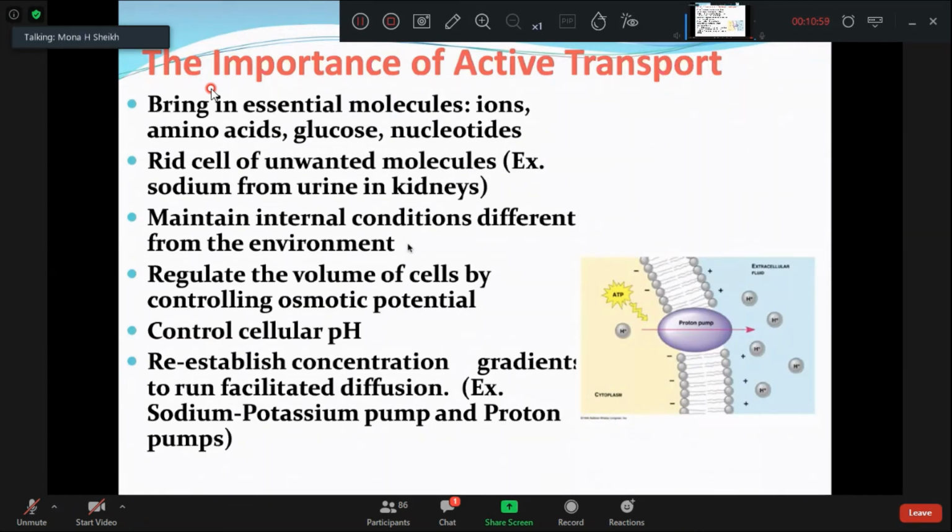So I'm spending energy, I'm spending money, to maintain internal condition, regulate volume of the cell, control pH, or re-establish normal concentrations like the sodium potassium ATPase pump. All of these conditions are reasons for which we have this active transport.